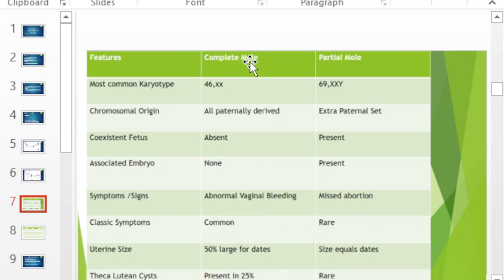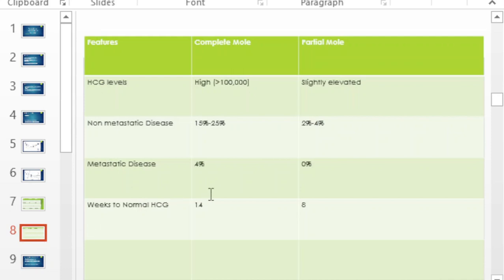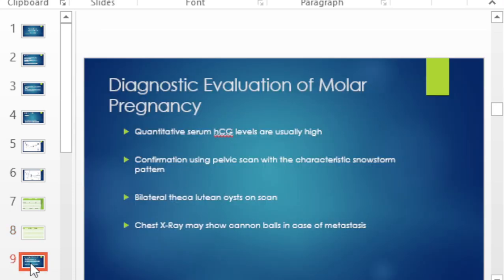In a complete mole, since you've got much more beta HCG release than in a partial mole, the likelihood of getting the theca lutein cysts is greater. Other differences include the possibility of metastatic disease. In a complete mole, you have a 4% chance of getting metastatic disease. In a partial mole, you have a 0% chance of getting metastatic disease.